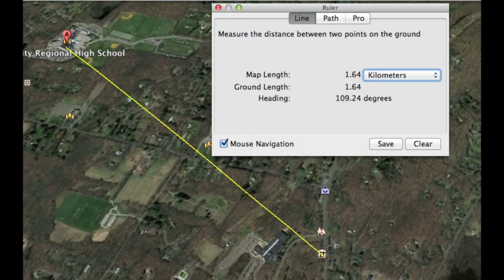Thanks to Google Earth, I found out that the entrance to the JCC is about 1.64 kilometers away from the school, making that part of Jupiter's orbit. This is a picture of me in front of the entrance to the JCC. If the school were to be the Sun, then I would be in the orbit of Jupiter.